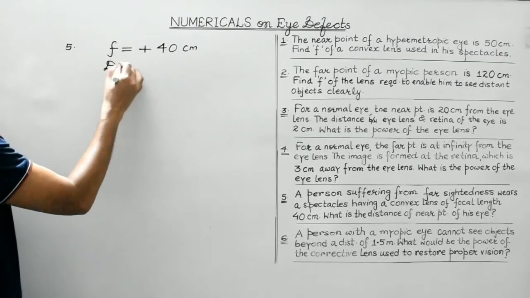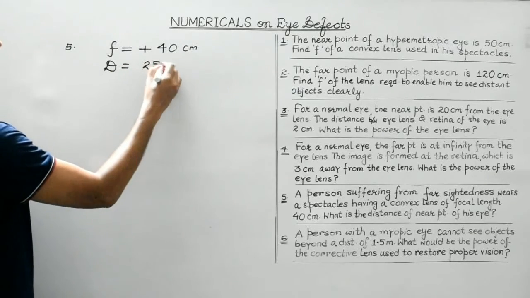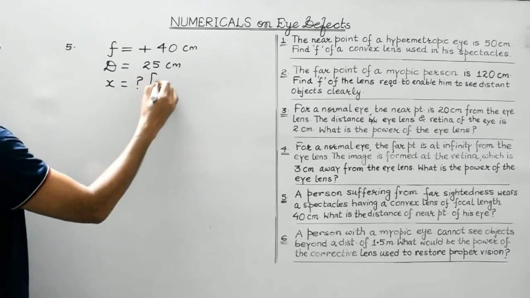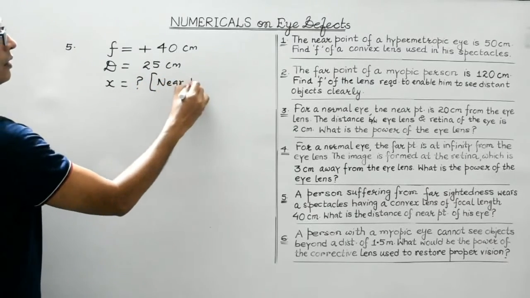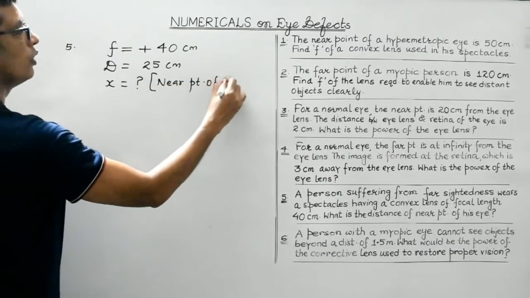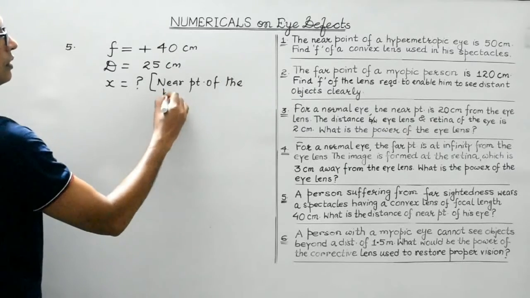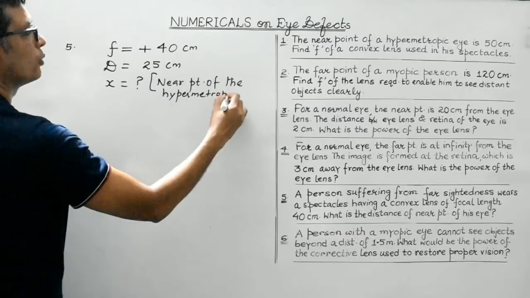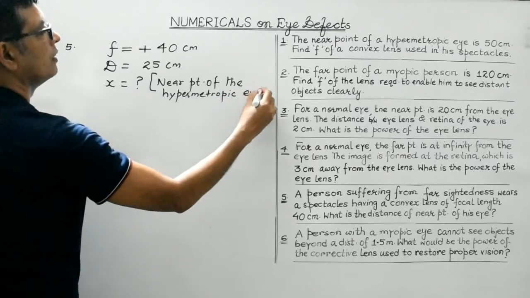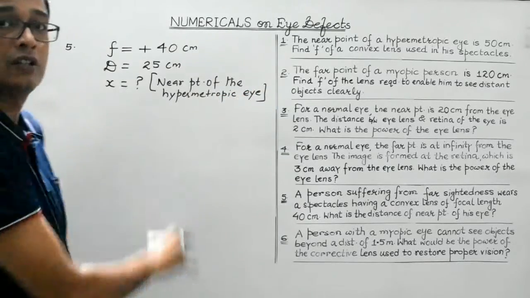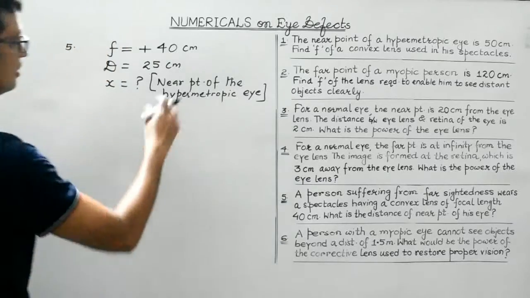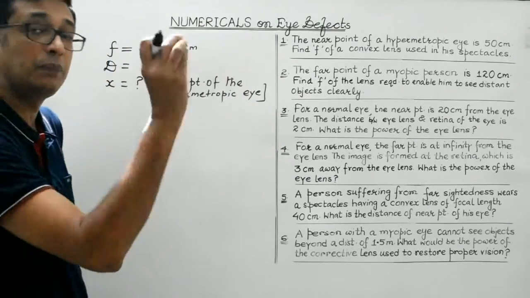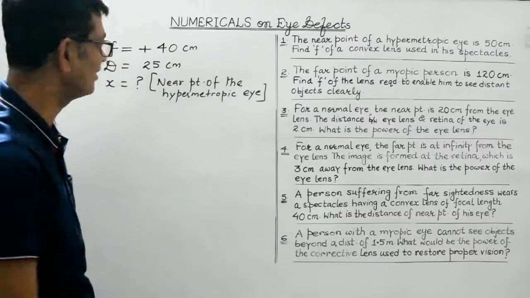Now D, we are aware, is 25 centimeter, and X is to be found. What is X? It is the near point of the hypermetropic eye. Clear? Or farsightedness. The near point of the eye of the person suffering from farsightedness.